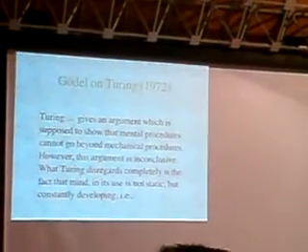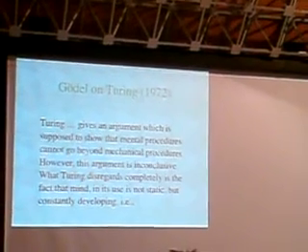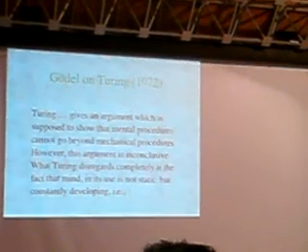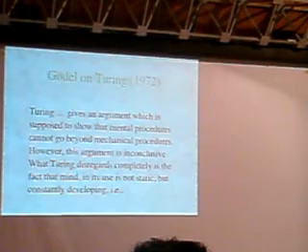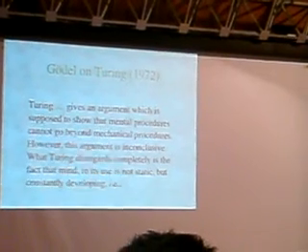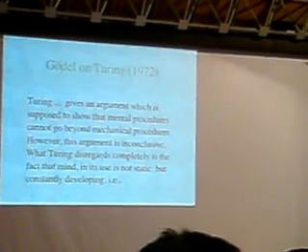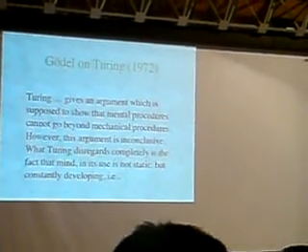And that's what he says. Turing gives an argument which is supposed to show that mental procedures cannot go beyond mechanical procedures. However, this argument is inconclusive. What Turing disregards completely is the fact that mind in its use is not static, but constantly developing. Keep that in mind.